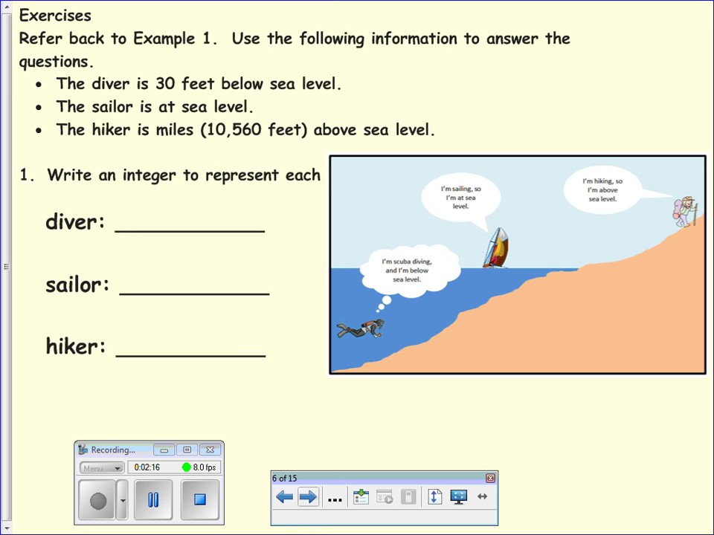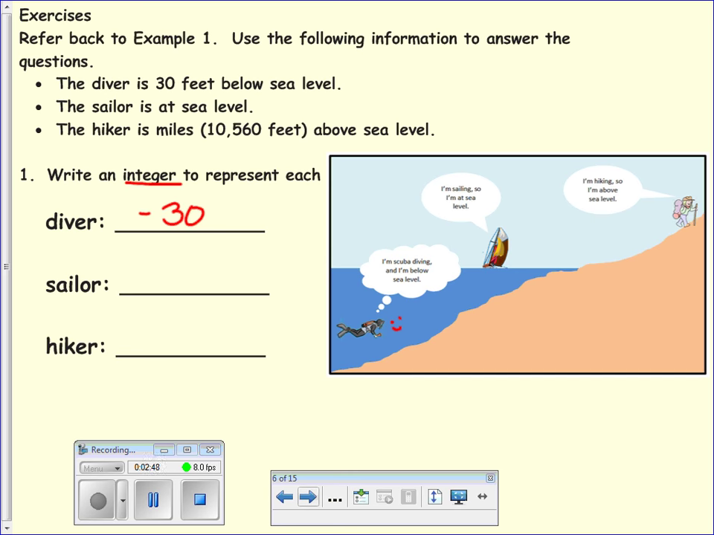So look at example 1, which is on page 9 in your notes, the top right of page 9. So how would we write an integer? Remember, when we're writing an integer, we don't label it with units or anything. So how would we write that the diver is 30 feet below sea level as an integer? Negative 30. Sure. Negative 30.